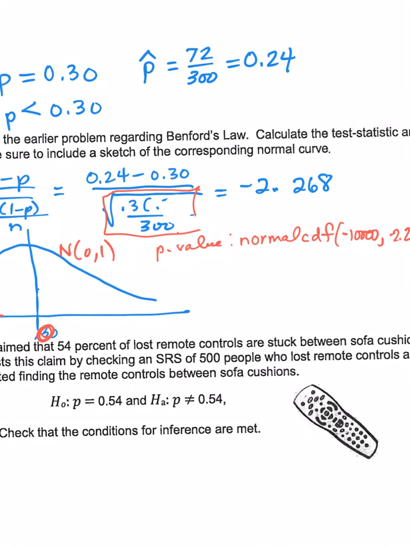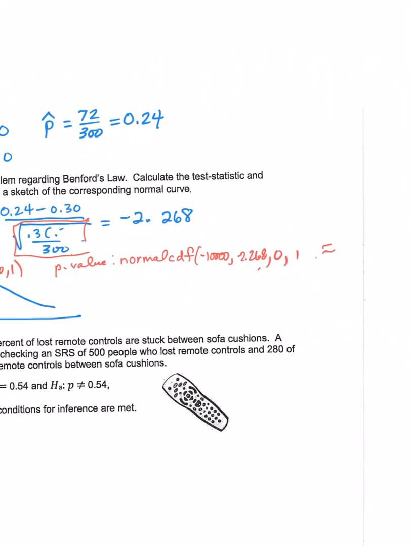I got 0.004. Is that what you got? No, hold on. I think I entered it wrong. Second vars. I think I forgot. Yeah, that's it. Negative 2.268. 0.117. Yeah, 0.117. 0.01. Yes, sorry. No, that's okay. So this is approximately 0.01.